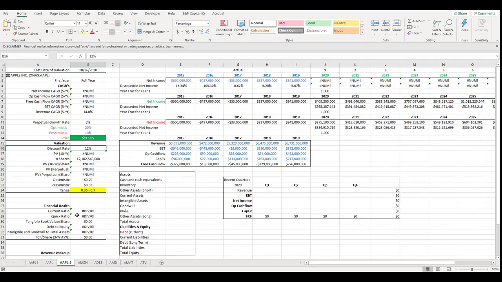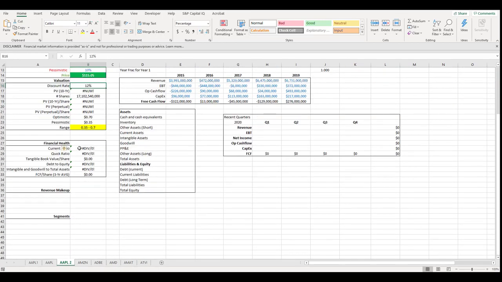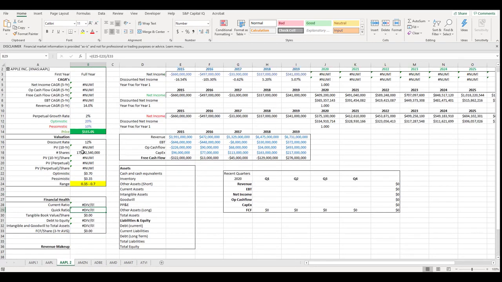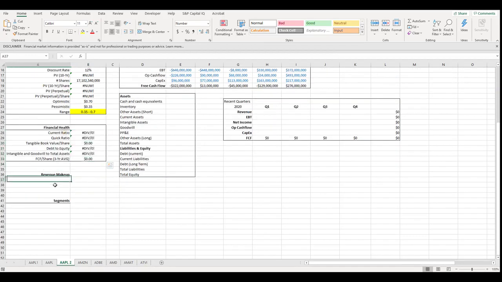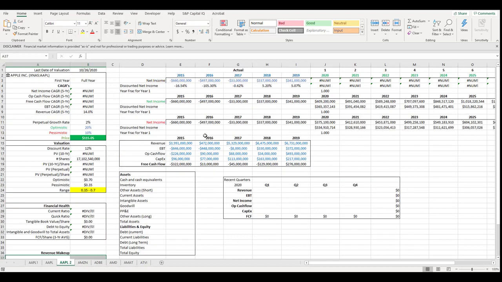And to help me with the growth rate, my discount rate's a constant for me, I look at 6 ratios to help me see the financial health. Also, there's qualitative stuff I haven't done for Apple and won't do in this video, but I also look at segments and what percentage of revenue each product creates. Okay, let's get to it.